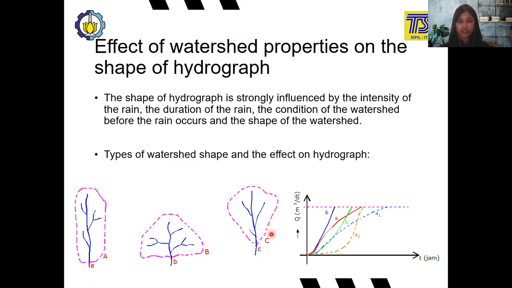You can see it reached the same Q, the same discharge, at different times. B is the first one to reach the peak discharge, and A is the longest one to reach the peak discharge. It needs more time to reach the same discharge compared with watersheds B and C. So the same discharge is reached at different times depending on the watershed shape.